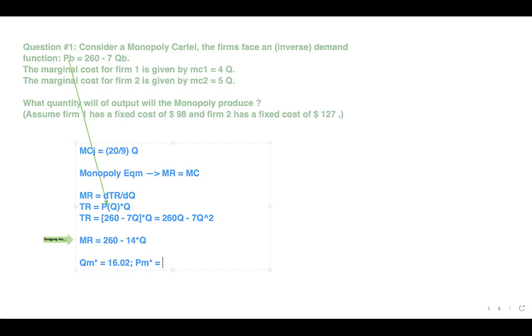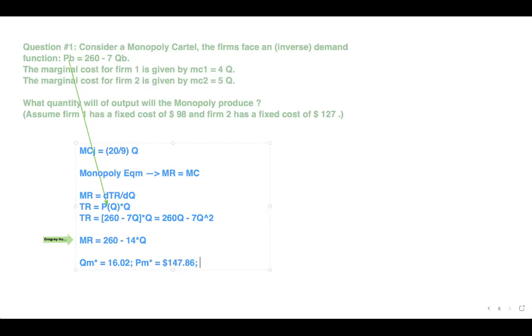That is, I believe it's 147.86. And I could put a dollar sign there. 147.86. And to get that, you just put the monopoly quantity back into the demand curve, right? To see what price could be sustained and all units be sold, right?